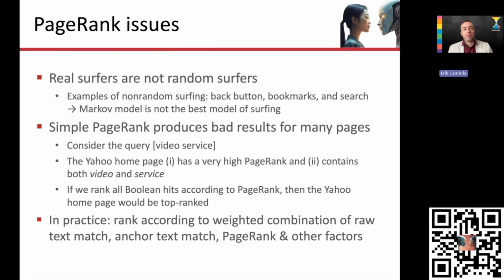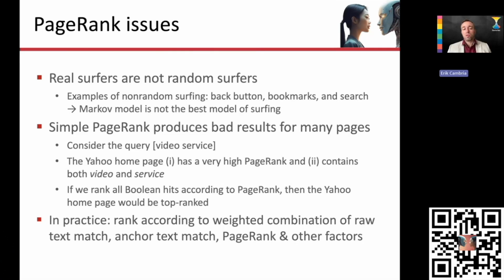First of all, that teleporting rate that we just talked about is not really modeling well the user behavior on the web. People don't just randomly jump from a page to another. There is always some reasoning behind it, right? That's why later we'll talk about agents. And also PageRank can produce bad results for a lot of pages.